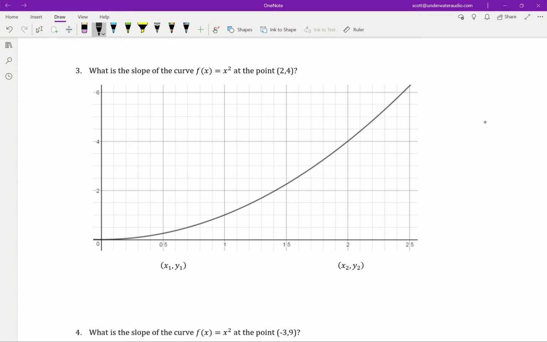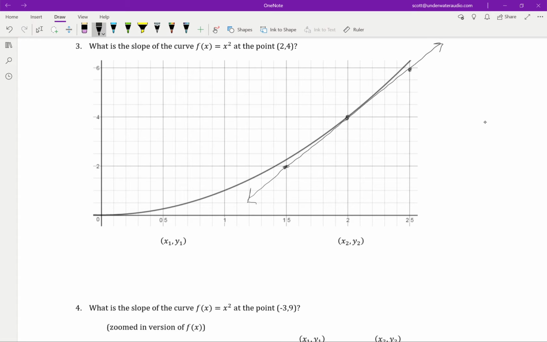So I'll start by labeling 2, 4. 2, 4 is right there. What is the slope of the curve at the point 2, 4? So from our definition, we are going to start by drawing a tangent line. Okay, so I've got our tangent line at the point 2, 4. And then instead of looking at the curve, I look at the straight line and try to find the slope of the straight line. So there's actually 2 really good points here, one here and one here. I'm going to find the slope of that line.